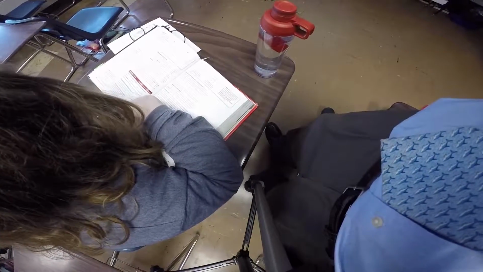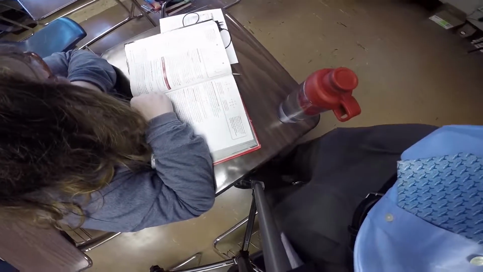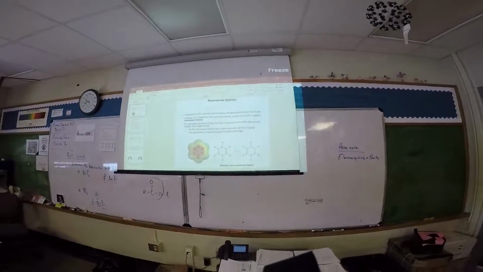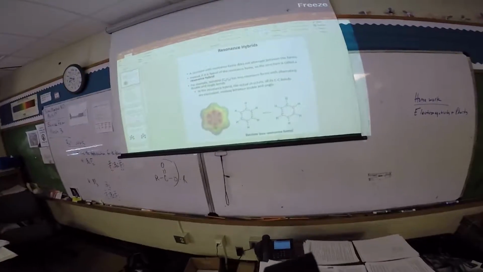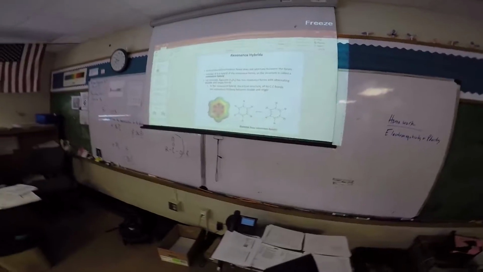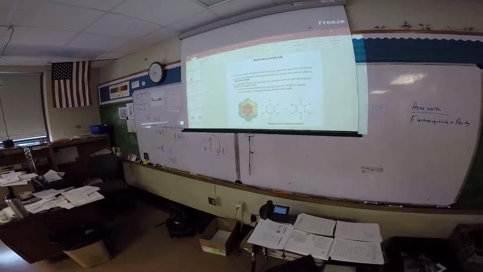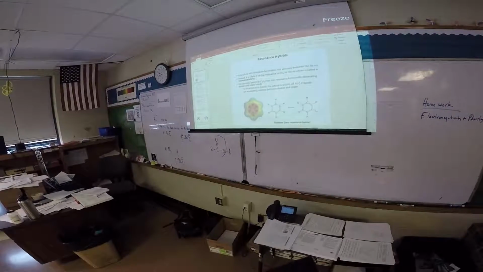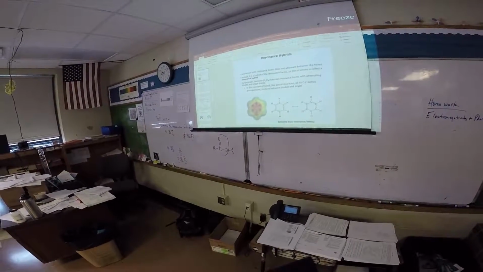Resonance is a condition that occurs when more than one valid structure can be written for a molecule or ion. In the two or more correct resonance forms, the electrons are going to move around. It says a structure with resonance forms does not alternate between the forms. Instead, it is a hybrid of the resonance forms. So the structure is called a hybrid, a resonance hybrid.